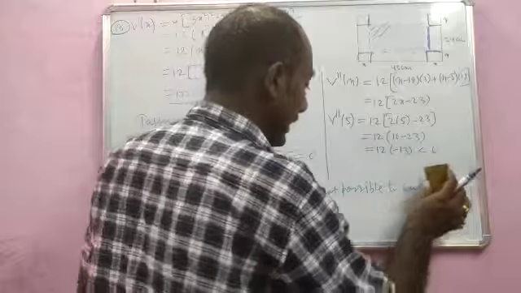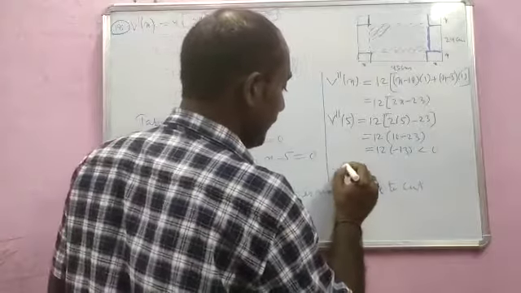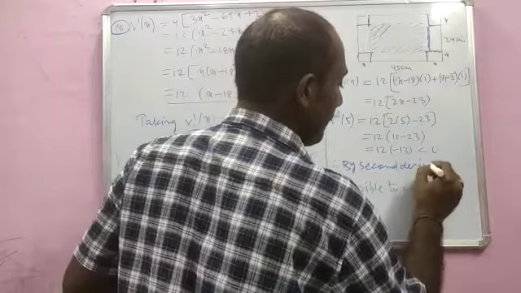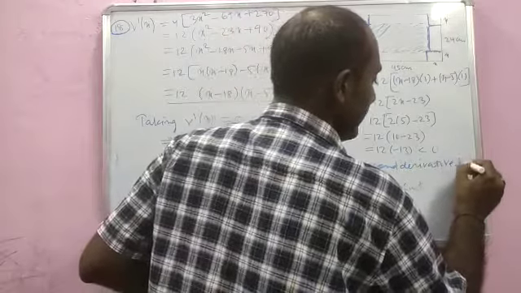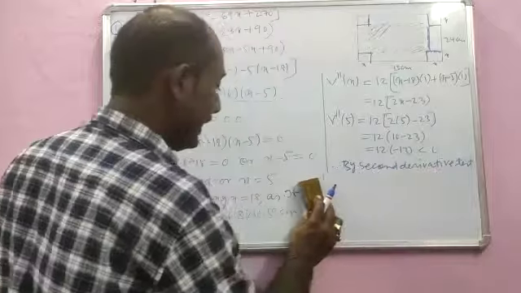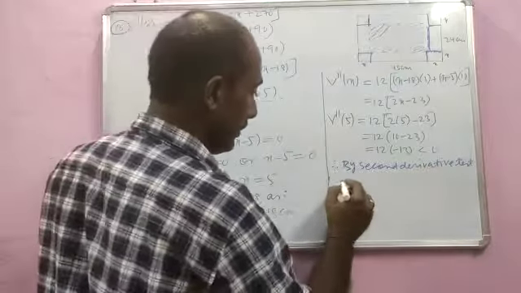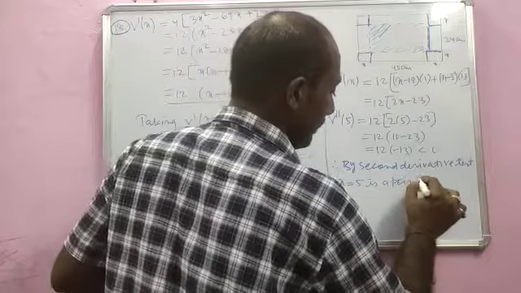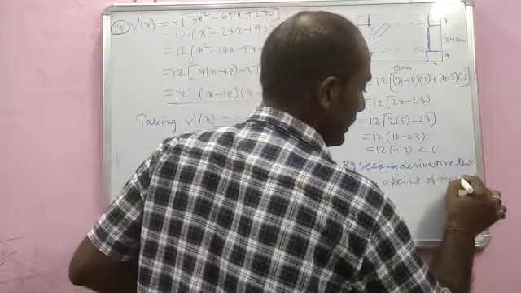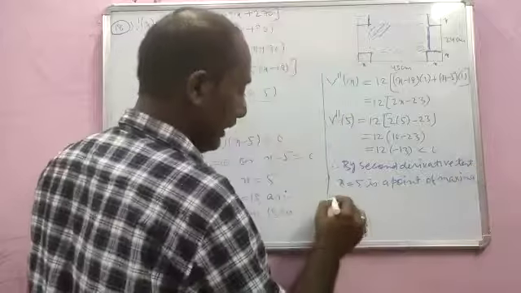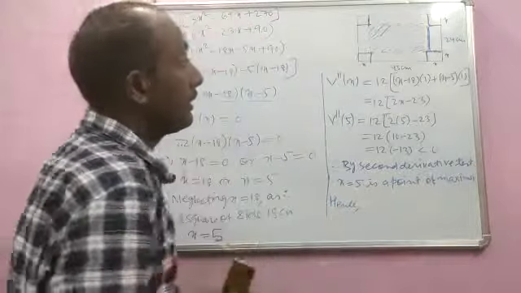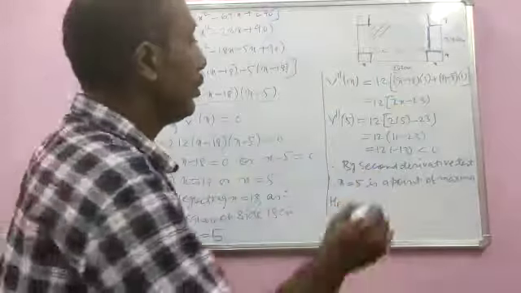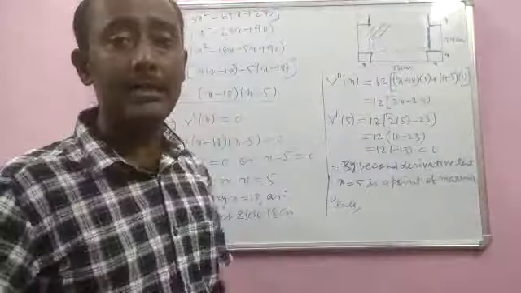So you will write next, that is, therefore by second derivative test, x is equal to 5 is a point of maxima. So this is a point of maxima, hence the volume of this cuboidal box will be maximum when the length of side of a square is 5 centimeter.